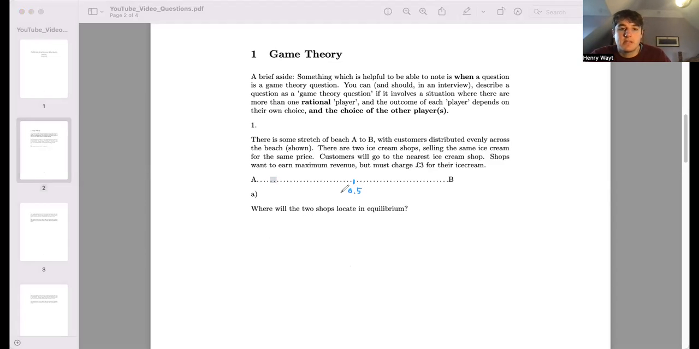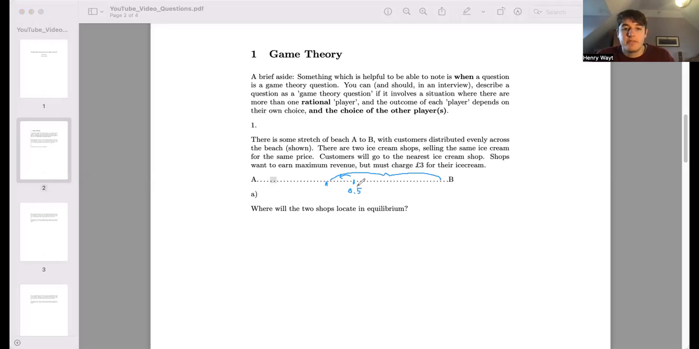Well, think about if someone locates slightly to the left of 0.5, so let's say kind of here. There's an incentive for the other shop to go as close to them as possible, but just slightly to the right. And that means that they capture all of the surplus on the other side. So they capture all of this part, which is quite clearly greater than 0.5. And that's the highest that you can get.